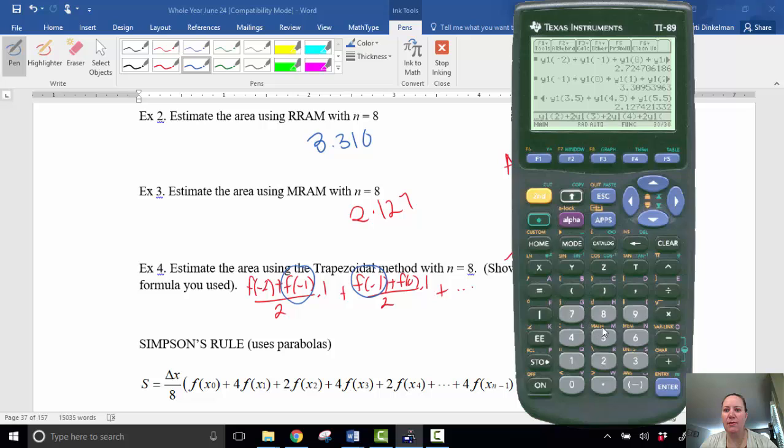Okay, so there's 5, and then the last endpoint is 6. We only use that once because it's only on one side. And then let's see, we'll make sure we diamond enter here. 3.017 for that answer.